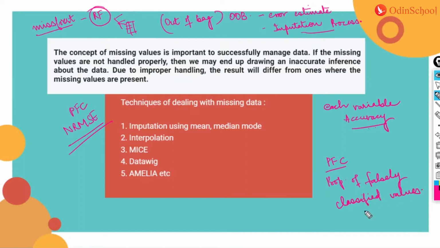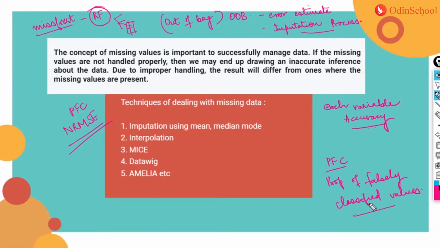Now, these values help us understand the error which we have from imputing categorical values. Right, guys? So I hope you have understood what this is.